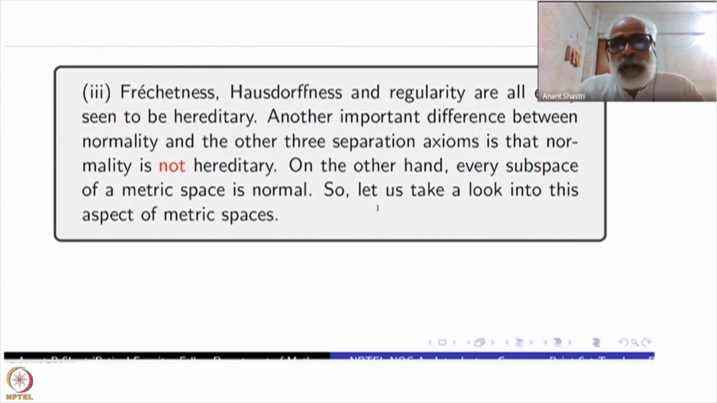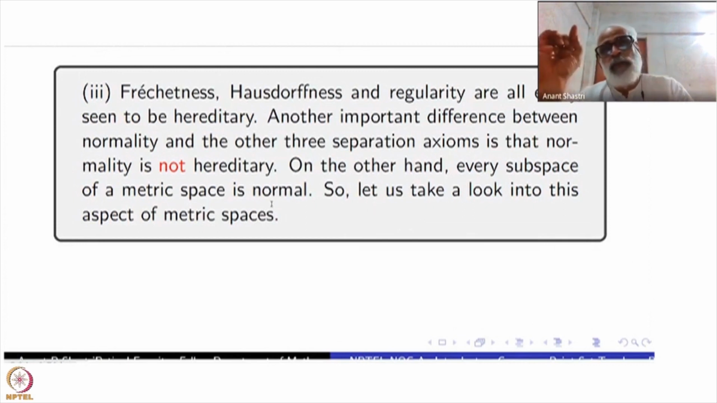You start with disjoint closed subsets in the subspace. That means what? There are closed subsets in the larger one. When you intersect with the subspace, they will give you the original sets. But why should the new ones inside the larger space be disjoint? Nobody guarantees you that they are disjoint, and in fact that can happen, and that way the normality may break down. It may not go down to the subspace. In fact, it happens that normality is not hereditary.